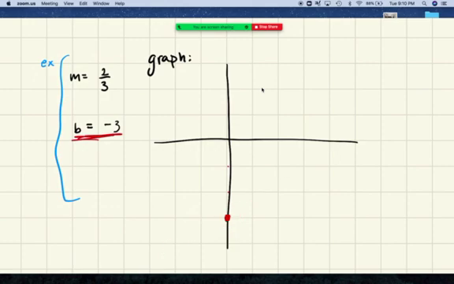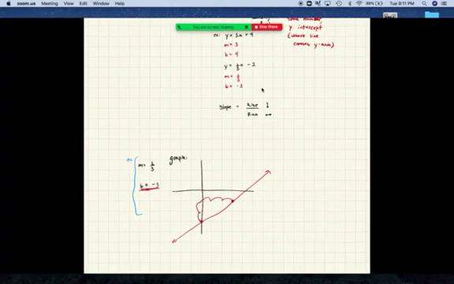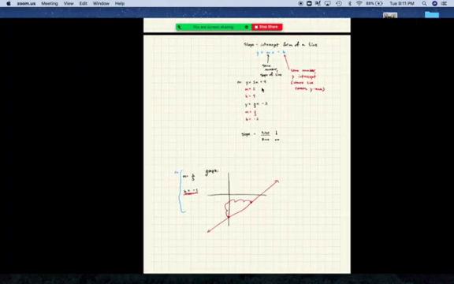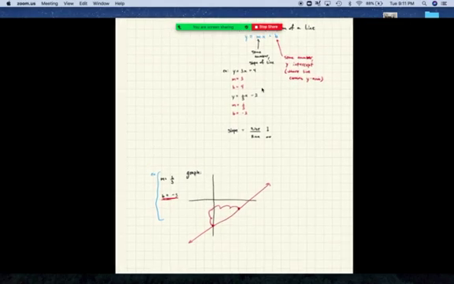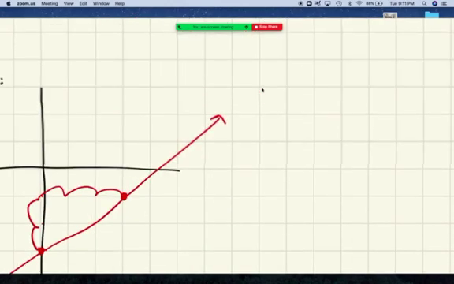Okay, and then I follow my slope from here. Rise 2, 1, 2. Run 3, 1, 2, 3. That's another point, and the line is just going between them. And it will continue on forever. That's really the basic idea for slope-intercept form of a line. They give you the slope, they give you the y-intercept, and you can get them from a graph.